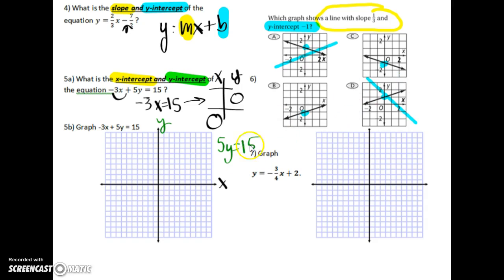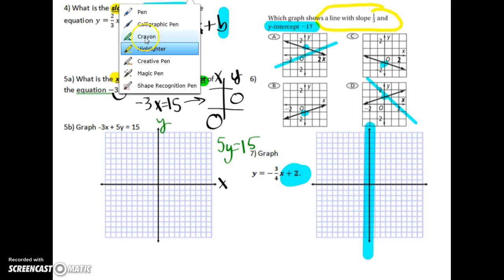Last but not least, graph this. Again, it's in slope-intercept form, which is super nice. Here we've got +2 is my y-intercept. The biggest mistake that people made was they did that in the wrong place. Y-intercept is B, and it always goes on this blue line. The beginning point always goes on your y-axis, which is up and down. It does not go on your x, it goes on your y. So find +2 on there.